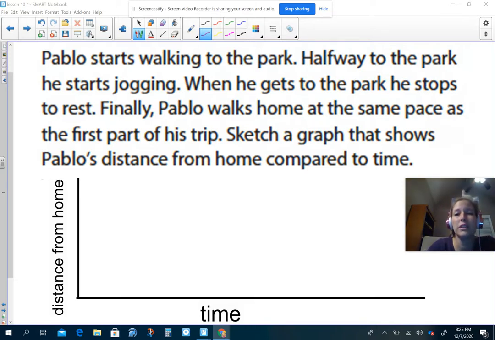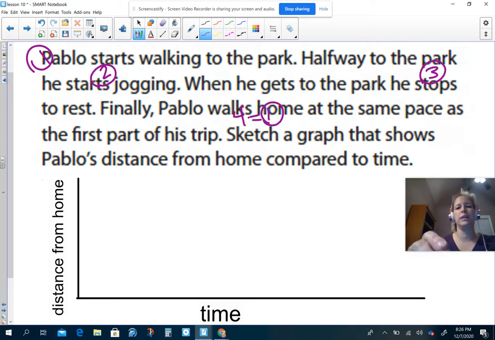Pablo starts walking to the park. So he starts walking. Okay. Halfway to the park, he starts jogging. Okay. When he gets to the park, he stops to rest. Finally, Pablo walks home at the same pace as the first part of the trip. This is 4, but it's going to look exactly like 1. Let's see how you did. He starts walking.